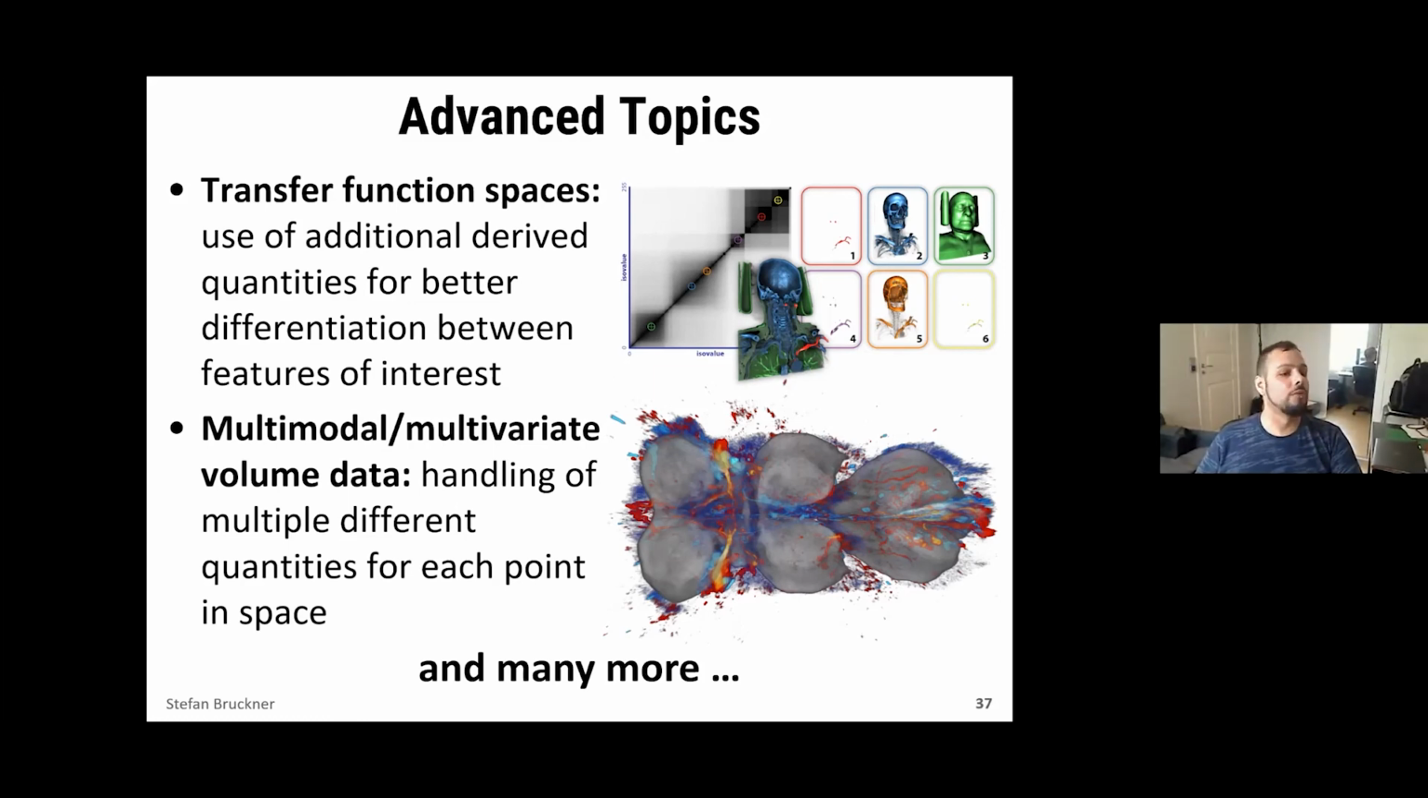And then there is also active research on multimodal or multivariate volume data, where you have either data from multiple modalities or different variables, different quantities for each point in space. And then things become much more complicated in terms of perception. Mapping multiple quantities to colors at the same point in space can become very difficult to interpret due to color mixing. But there is also additional occlusion, and of course it becomes more difficult to specify such a transfer function at all.